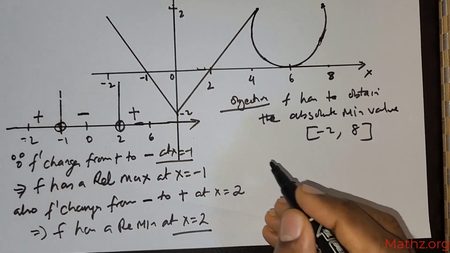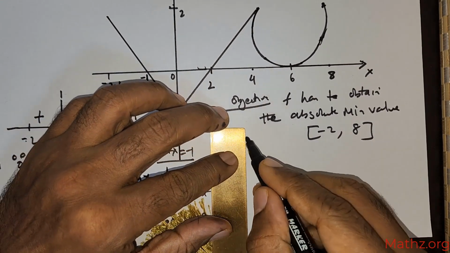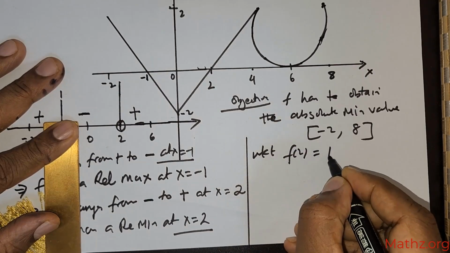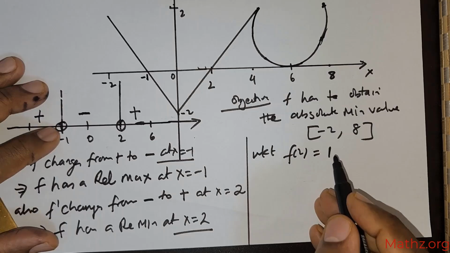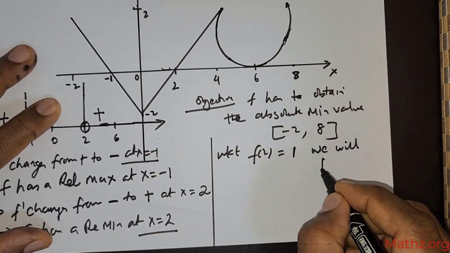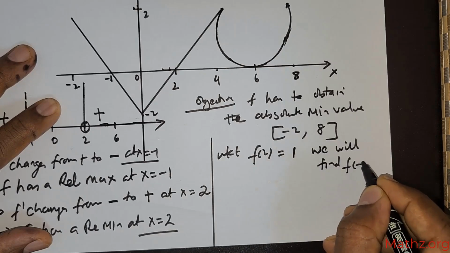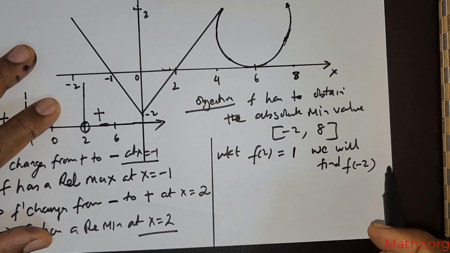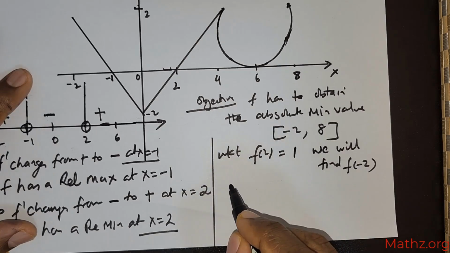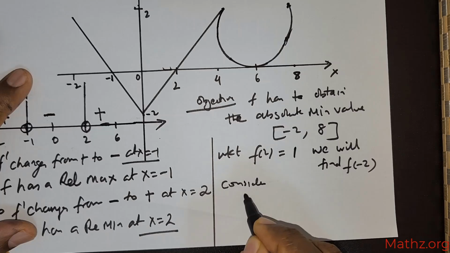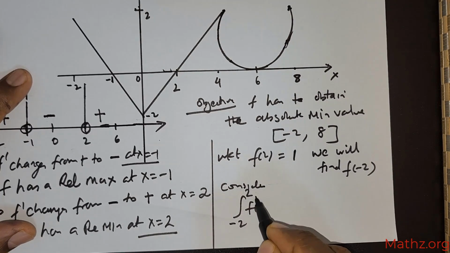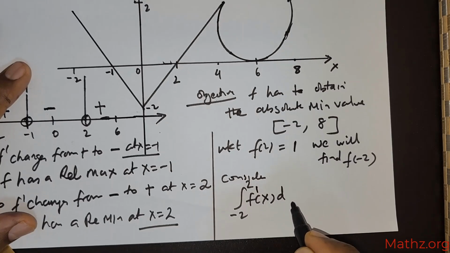So what do we know? We know that f(2) is given to be 1. This value is already given. Now what I'm going to do is find f(−2). I want to get this value, f(−2). Let me find that value. How do we do that? Consider the integral from −2 to 2 of f′(x) dx.